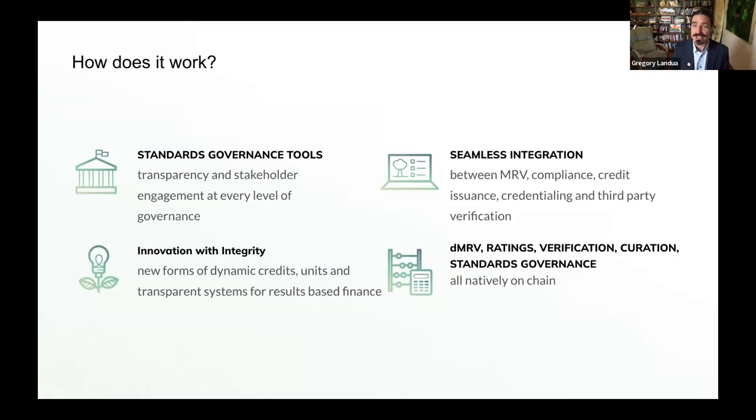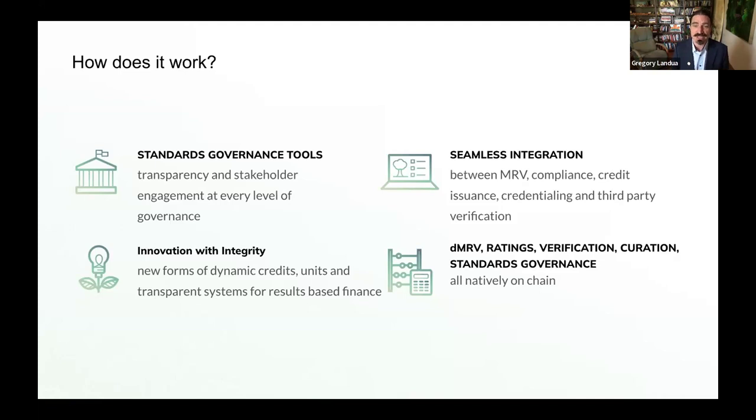Regen Network also allows for seamless integration between monitoring, reporting, and verification, credit issuance, credentialing, third-party verification, and curation as well. This all provides the foundation for innovation with integrity. It allows buyers and sellers to be clear and also innovate at the same time. There's always a tension between being the most rigorous possible and innovating to create new instruments that actually achieve the effect that we want in the world. And with Regen Network and our blockchain-based system, we can have both at the same time, innovation and integrity.